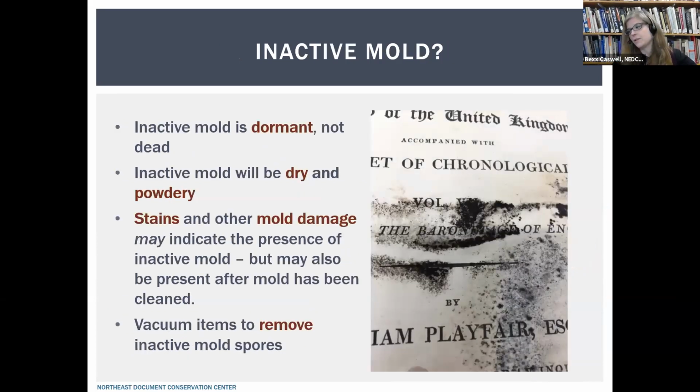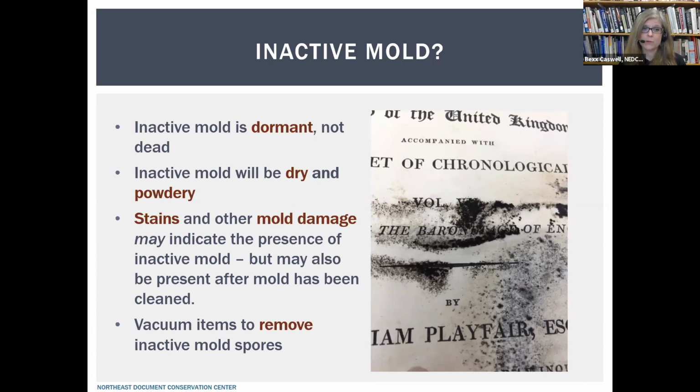All right, so let's say either you found inactive mold, which I think is more common. That seems to be what people come across more often. Or you've made your active mold inactive because you've frozen it or dried it out. So again, let's just remember that inactive mold is dormant, not dead, and so it can begin growing again if it's in the right conditions. So while it's something I want to take care of, it's not something I have to take care of immediately.